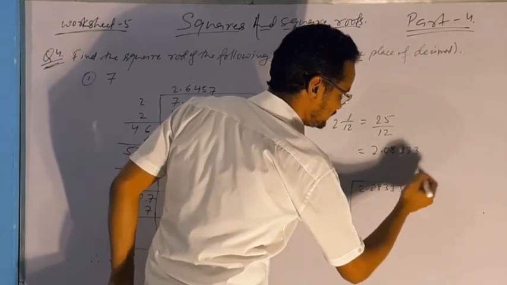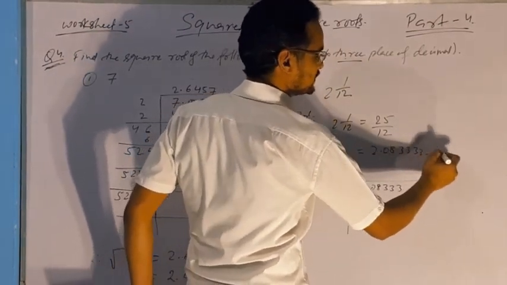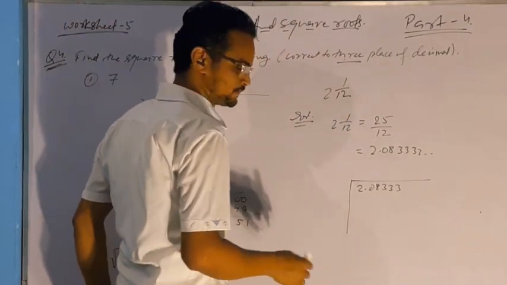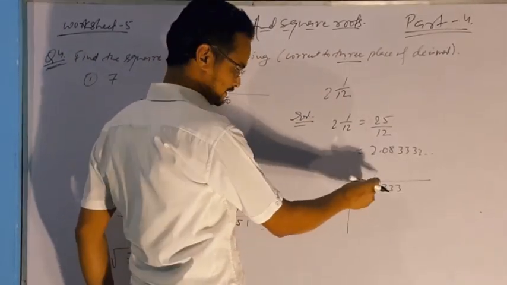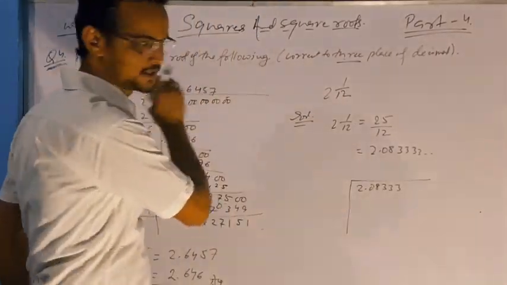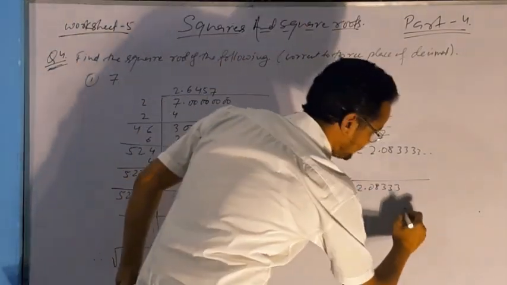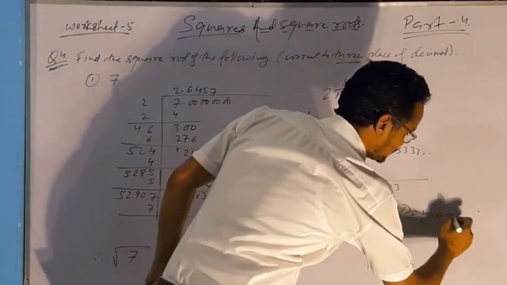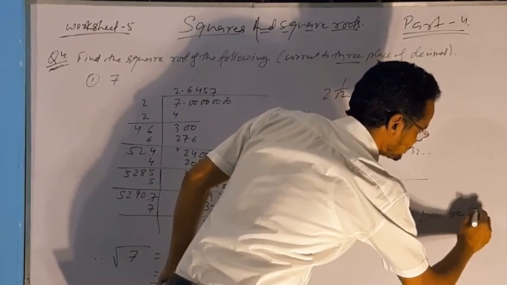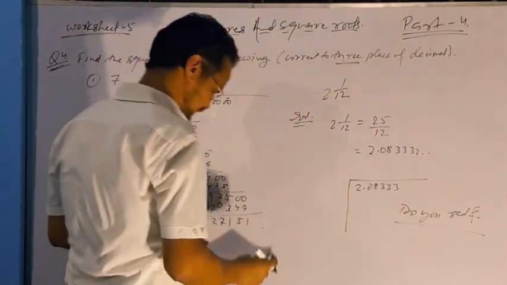Now we have to find the square root of that number in tabular form. 2.08333 and so on. We will put a 3 or digit or 0 0. No, there is no problem. Now make it in pairs and just divide by this method. And finally, you have to do it yourself. I am just writing the answer of that.